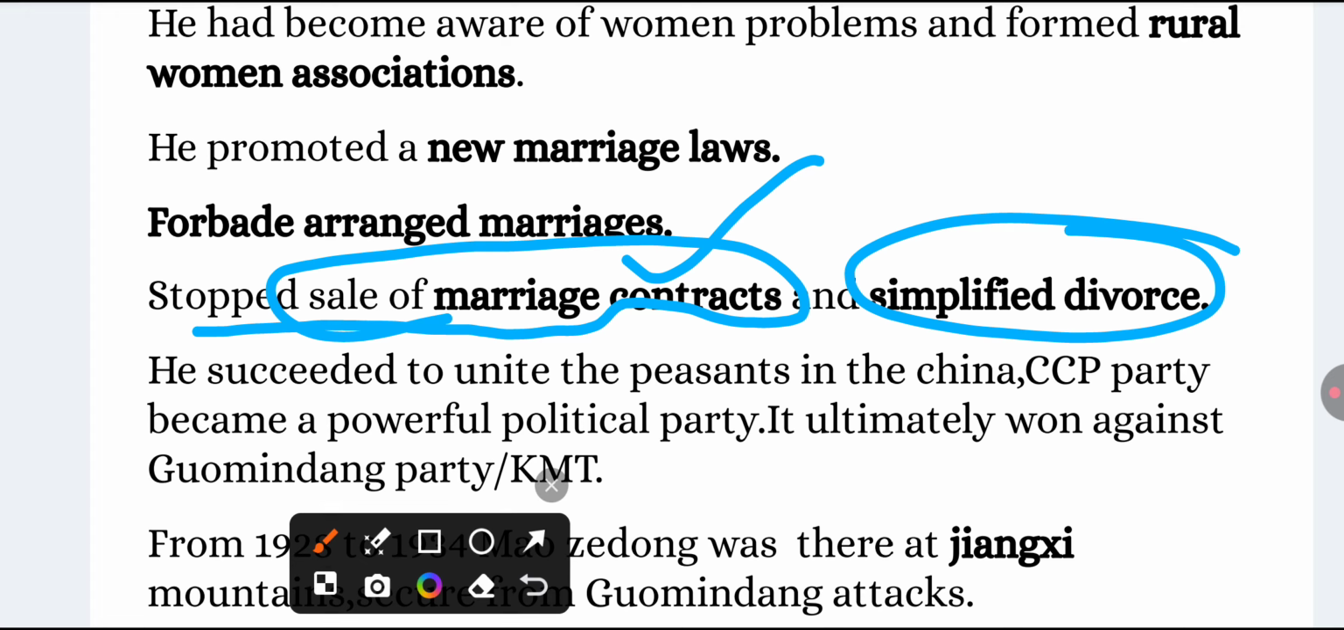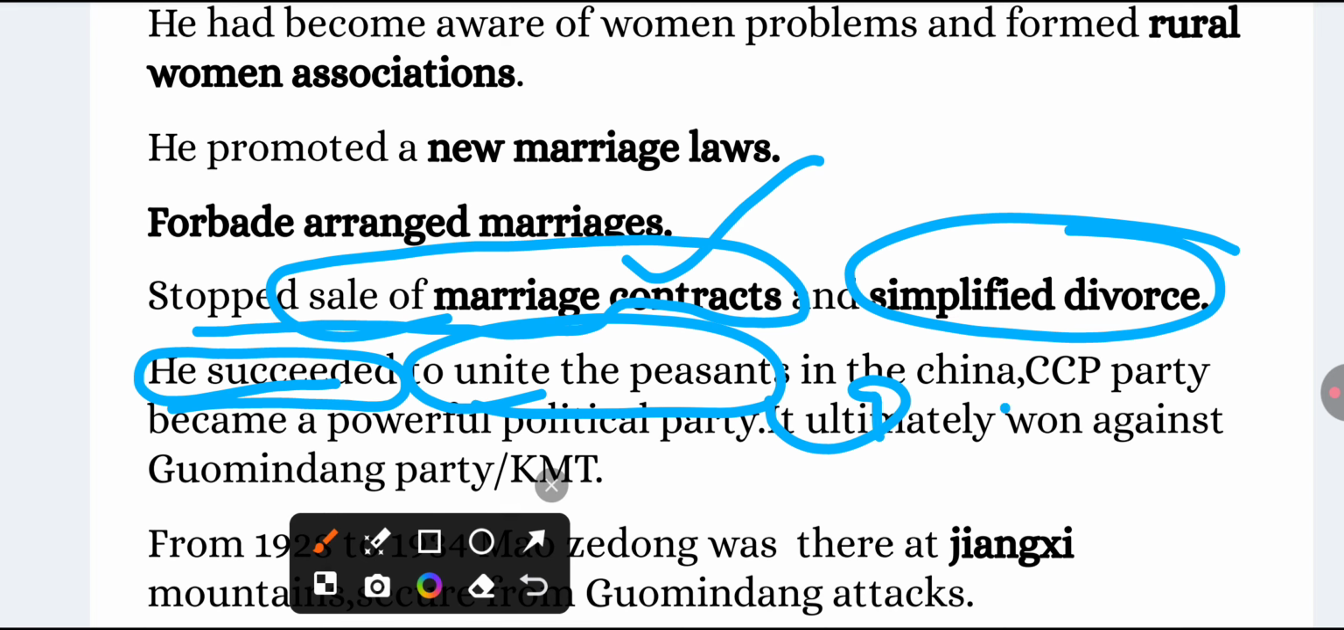So Mao Zedong succeeded in uniting the peasants all over China. The CCP became a powerful political party. It ultimately won against the Guomindang party, or KMT party. Which party was successful in uniting the peasants in China? The CCP. Which is the powerful party in China? The CCP is the powerful party in China.